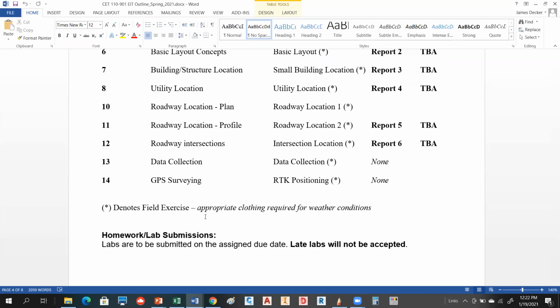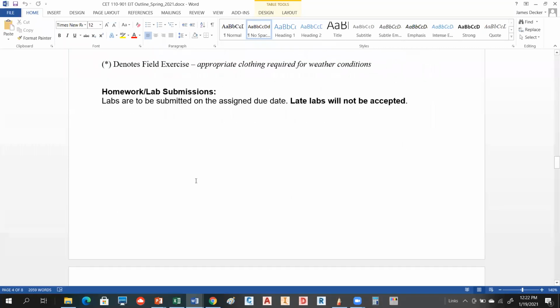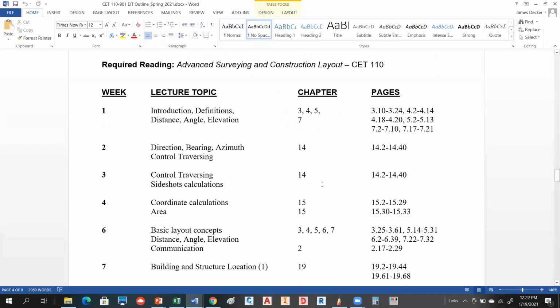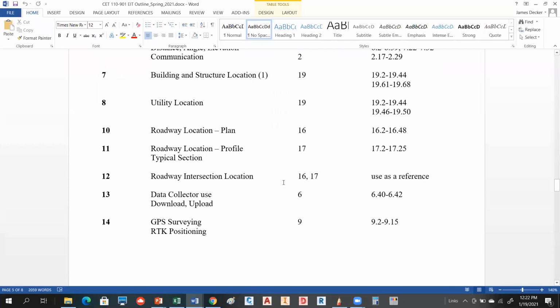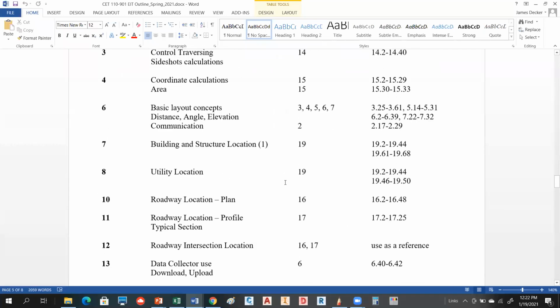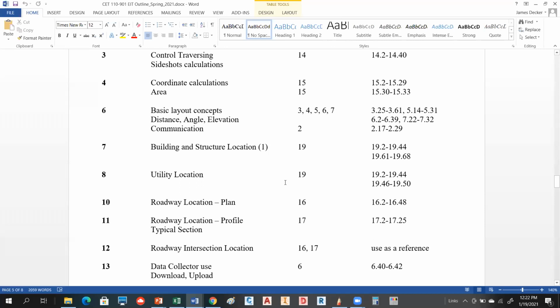Okay. And then the reading follows up with that, and these are the sections that go with it. So hopefully this again is just kind of the roadmap for everybody. And again, the only difference between the 900 section and the 901 section is the lab time. Okay. Does anybody have any questions on any of that?